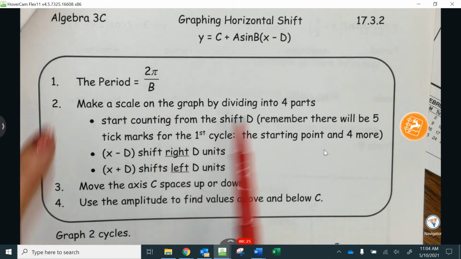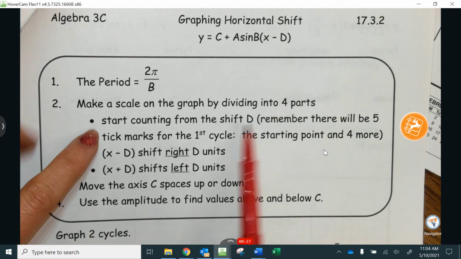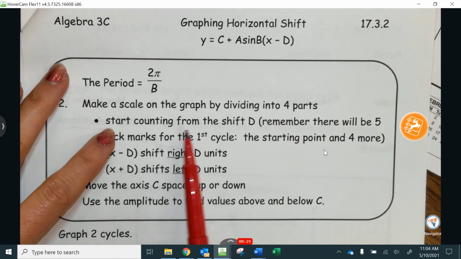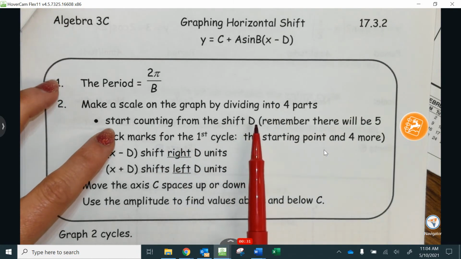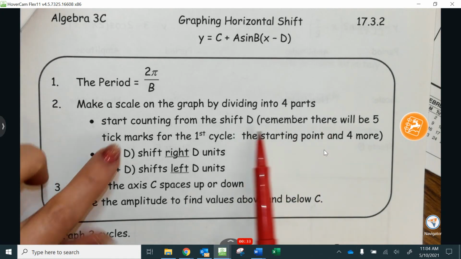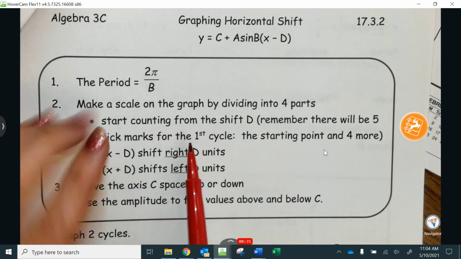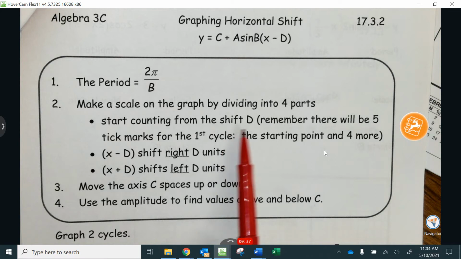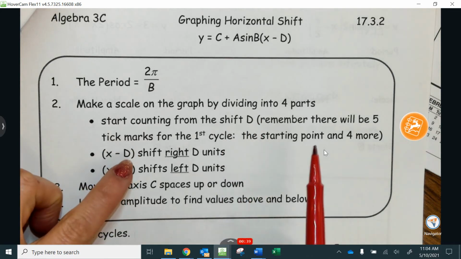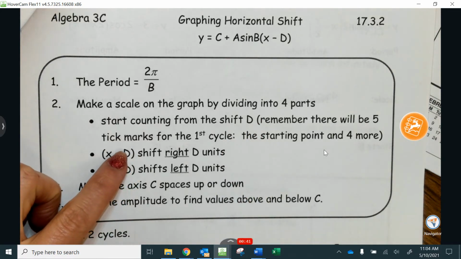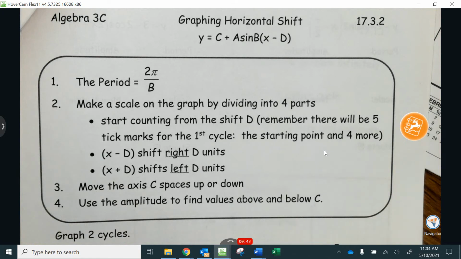We are going to make a scale by dividing into 4 parts. We are going to start counting from the shift D. So that is the new part. We're not always going to start at 0 now. We're going to start at D and then go 4 points after that. So there'll be a total of 5 tick marks, because remember there's 4 intervals.